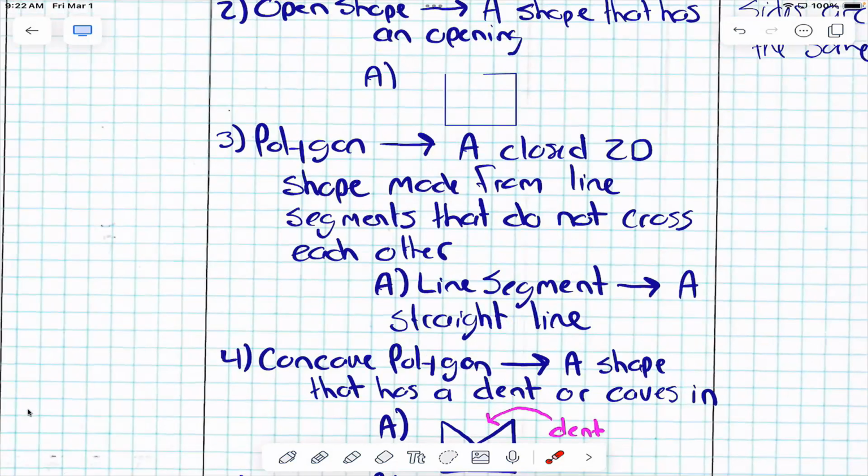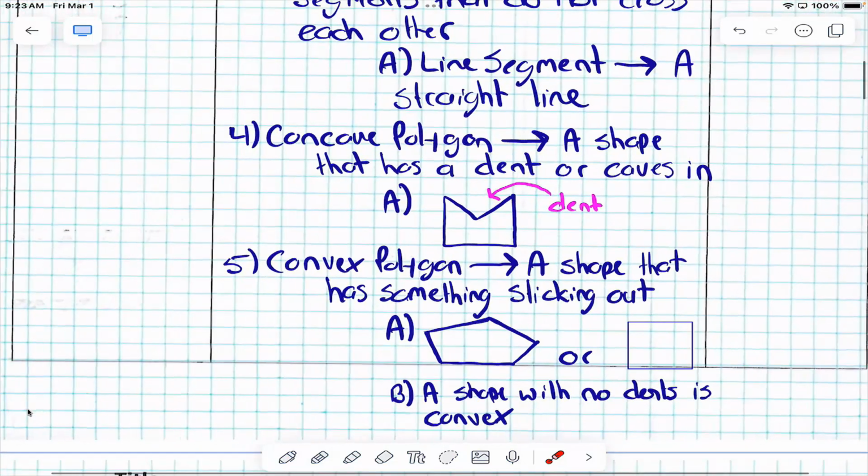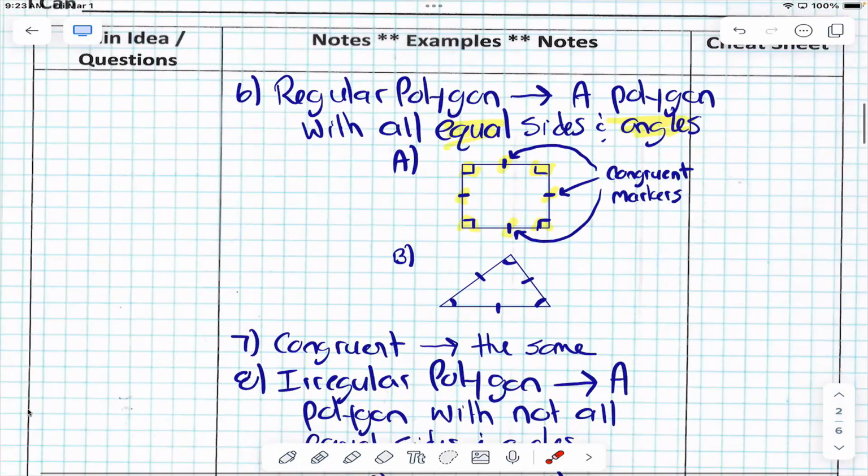A polygon is what? It is also 2D. And 2D means? Flat. It's flat. It's made from what? And the line segments never will what? Cross. They'll never cross. What kind of shape has a dent in it? And if it sticks out, or if it just is a regular old shape, we call it what? Convex. Sweet.